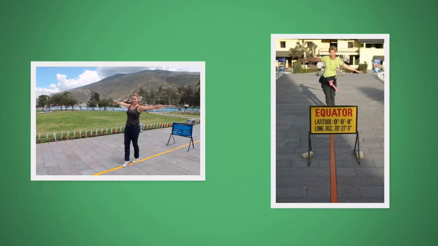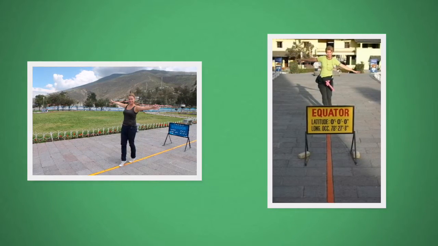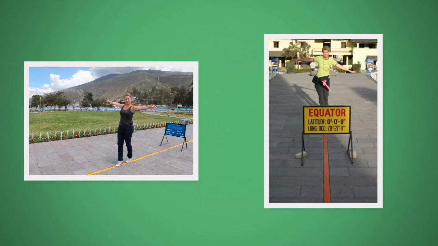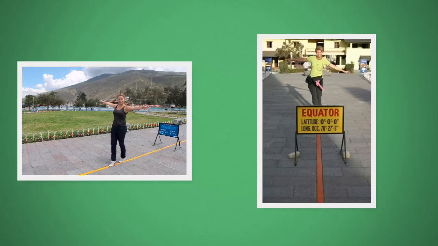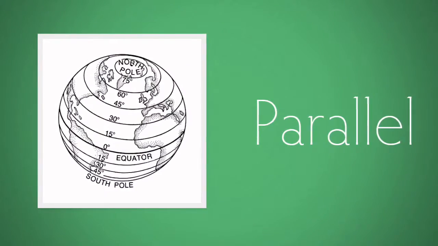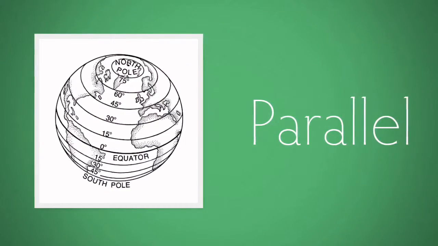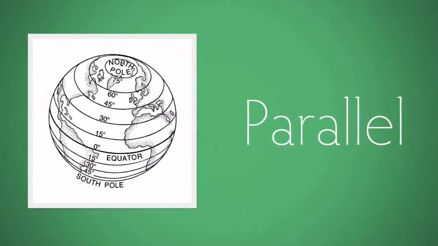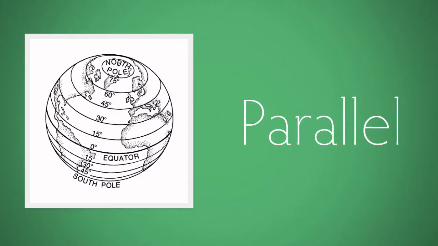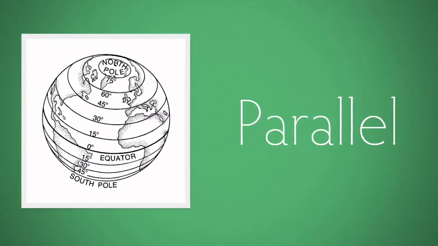Obviously, you can't see the equator. It's an imaginary line. Although, some countries have drawn the line where the equator should be, so that you can stand on it. Another word for a latitude line is parallel. This is because the latitude lines are always parallel to each other, so the distance between the latitude lines is always the same.